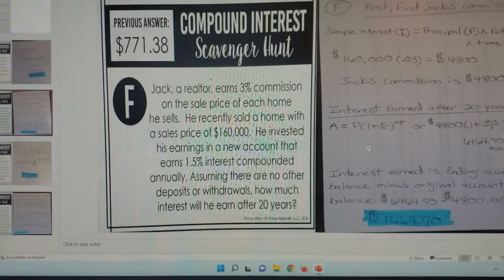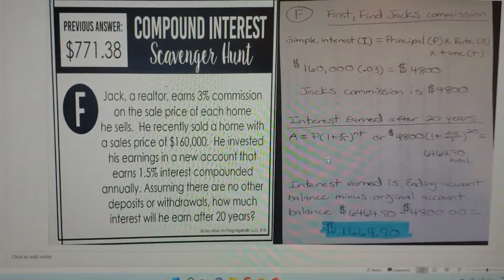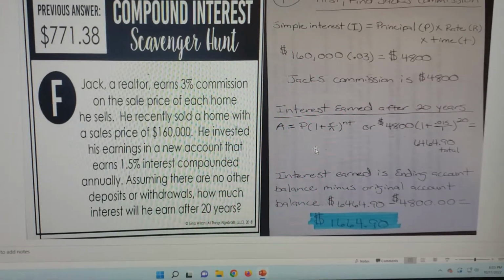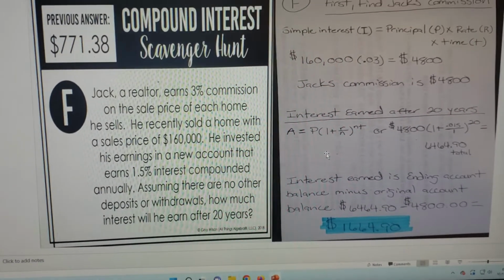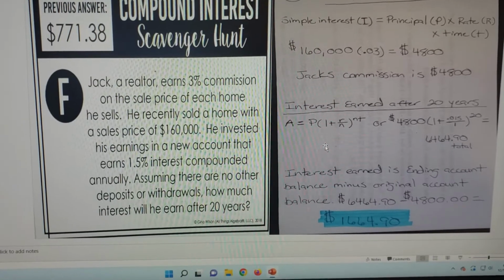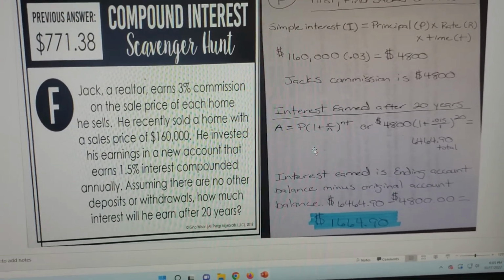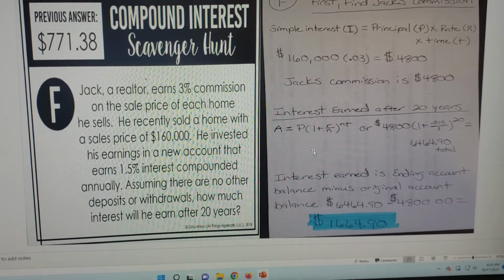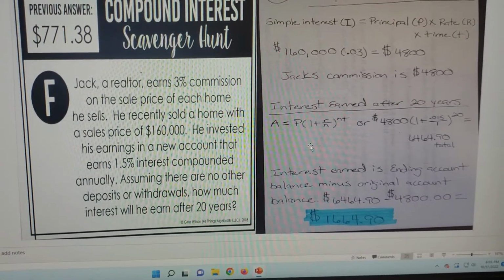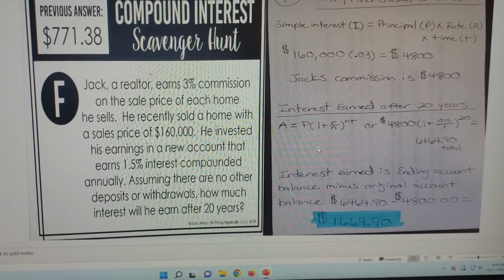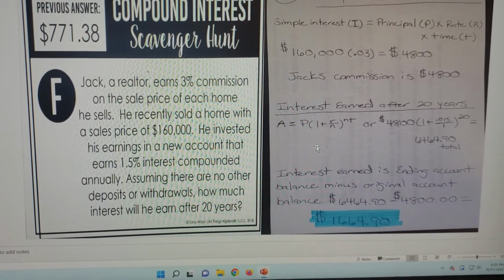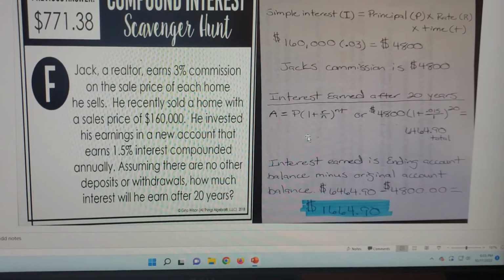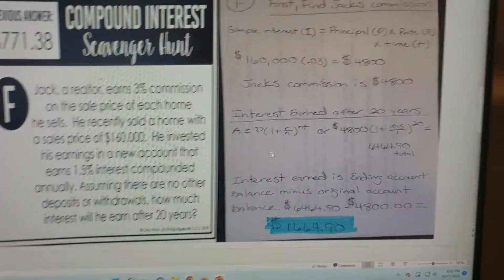So the next question is question F. Jack is a realtor. He earns 3% commission on the sale price of each home he sells. He recently sold a home with the sales price of $160,000. He invested his earnings in a new account that earns 1.5% interest compounded annually. Assuming there are no other deposits or withdrawals, how much interest will he earn after 20 years?